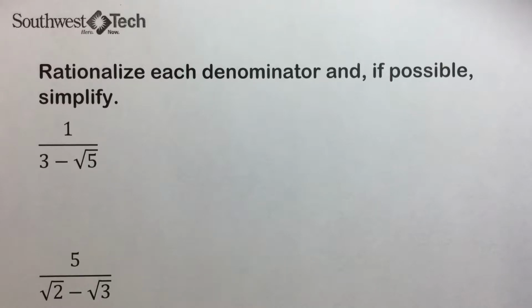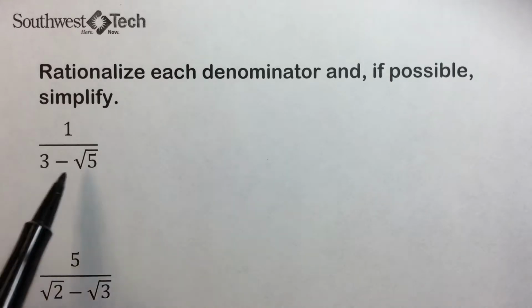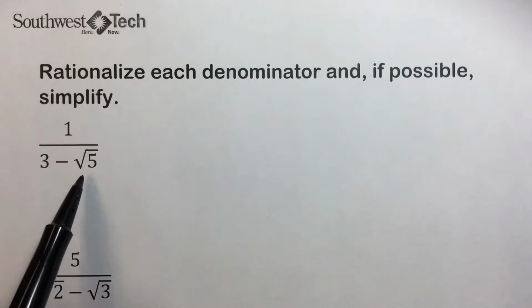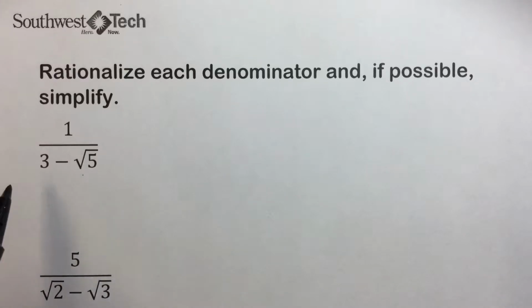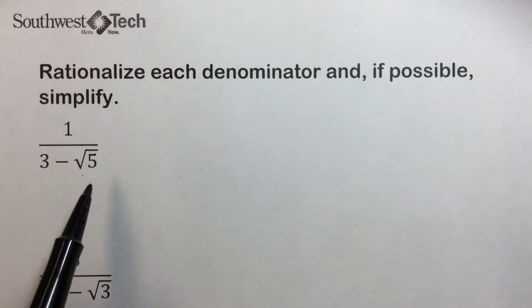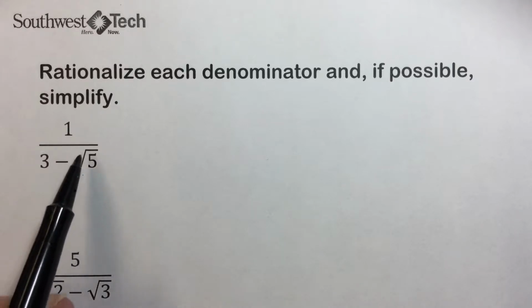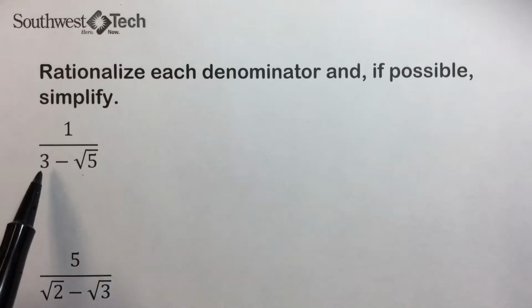Rationalize each denominator and, if possible, simplify. We have an irrational number in the denominator with the square root of 5. Since there's two terms, multiplying by the square root of 5 will eliminate the irrational number here, but by the distributive property, we would just shift that irrational number to the first term.